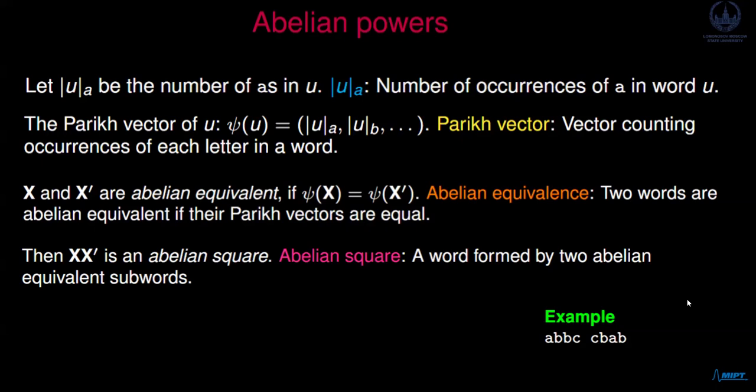For example, the word ABBC followed by CBAB forms an abelian square because both factors contain the same number of each letter: 2 B's, 1 A, and 1 C. This concept is useful when we study more flexible forms of repetition, where exact order doesn't matter as much as the frequency of symbols.